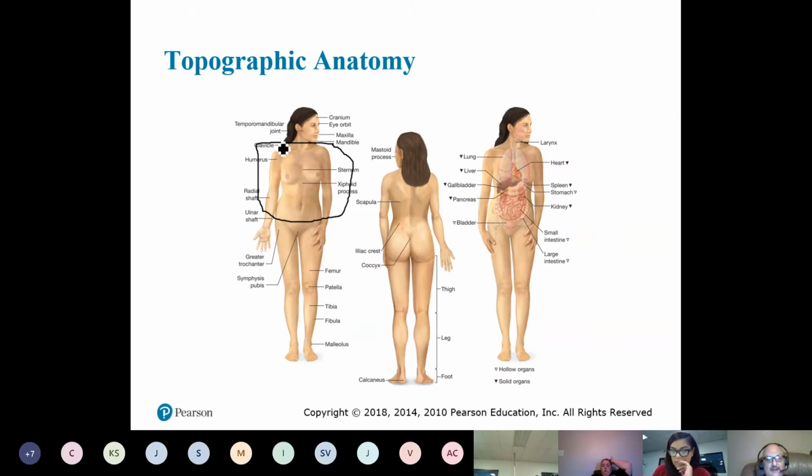You see all these little things, and eventually, little by little, we will talk about different areas, like the radius, the ulna. You don't need to know the greater trochanter. Symphysis pubis, we'll talk about that when we talk about OB emergencies. The thigh bone is the femur. The patella is the kneecap. You have the two bones in the lower leg, the tibia and the fibula.